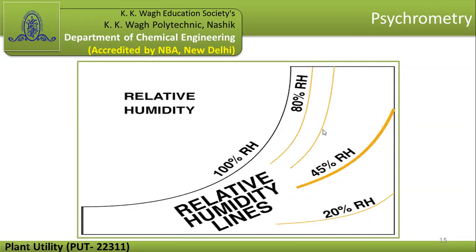Next is the relative humidity line. These relative humidity lines are the curves in the psychrometric chart, and they show the percentage of humidity. You can see these relative humidity curves from 0 to 100% shown in the psychrometric chart.